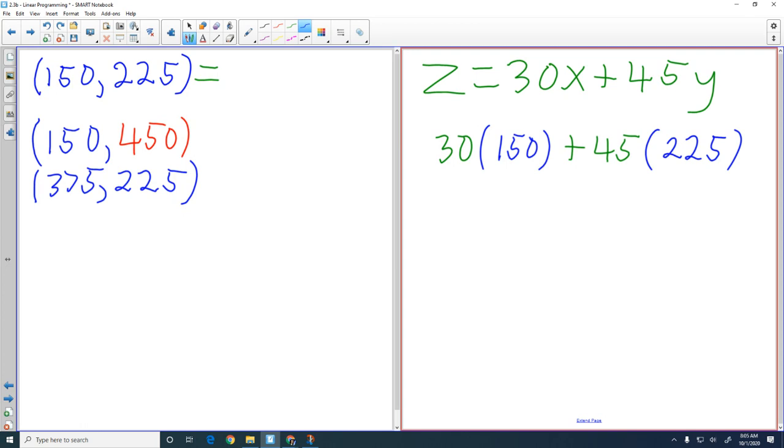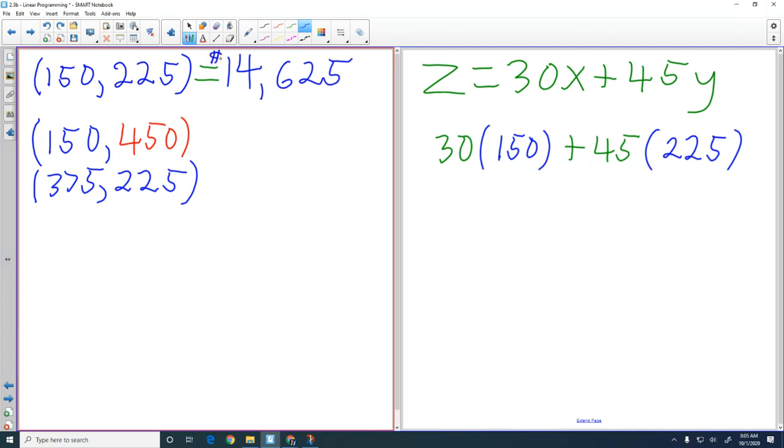I got a 14,000 something. Oh, that's tricky. Anyone else get 14? Yeah, that's what I got. So with this first combination, we got 14,625. Remember, that's dollars. Is that a good amount of money? 14,000 bucks? I'd take that. That's in a week, right? Whew.